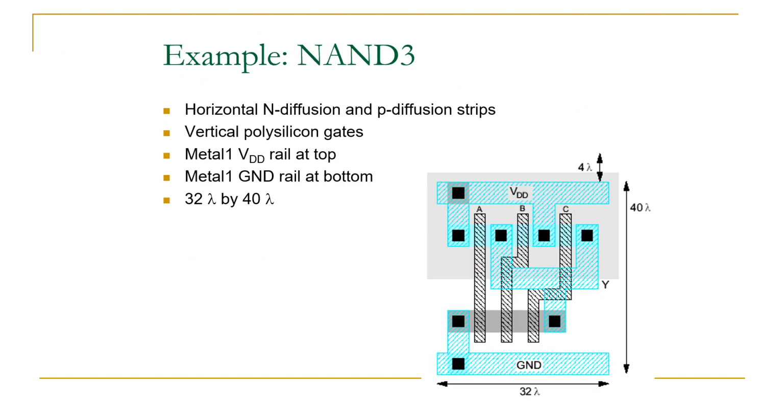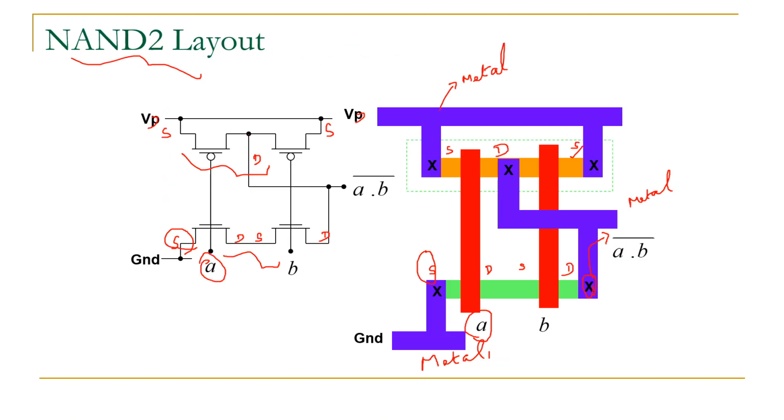This form of layout can be represented as a horizontal layout. See here, what you have to do is, first you have to draw the metal for VDD and ground. Next we need to draw the P MOSFET. Next we need to draw the N MOSFET. Next you draw your gates A and B. Mark them as A and B.